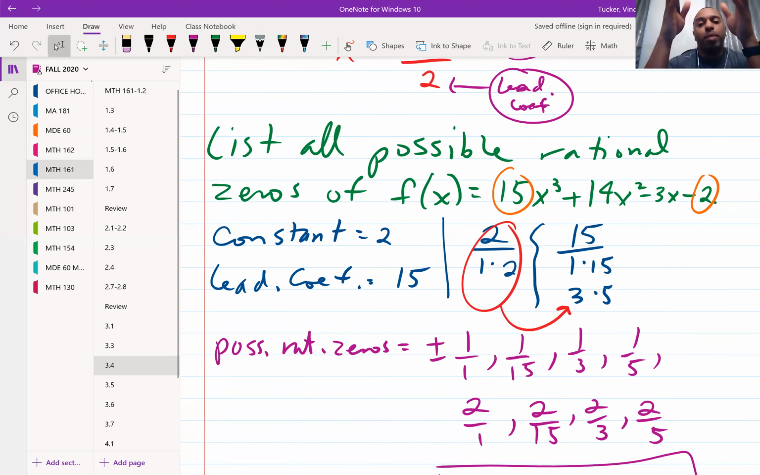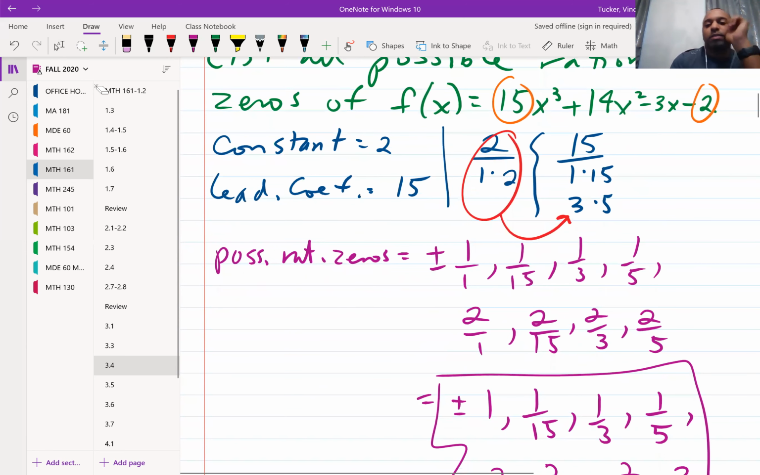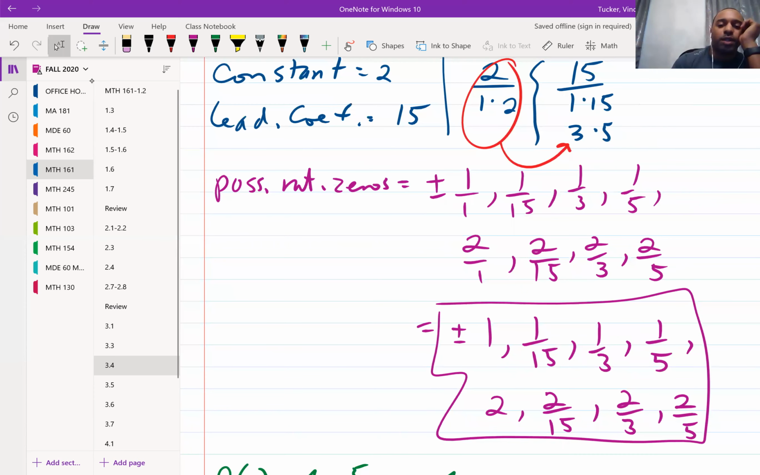Now remember, we're listing all possible solutions. When we look at our leading term, the exponent or degree is 3, so we know that we have 3 solutions. We're talking about all possible solutions, so in here would be at least one of our solutions. That's all that's stating. When you simplify, don't forget the plus or minus, which is attached to each one. So plus or minus 1, plus or minus 1 over 15, plus or minus 1 over 3, 1 over 5, 2, 2 over 15, 2 over 3, and 2 over 5.